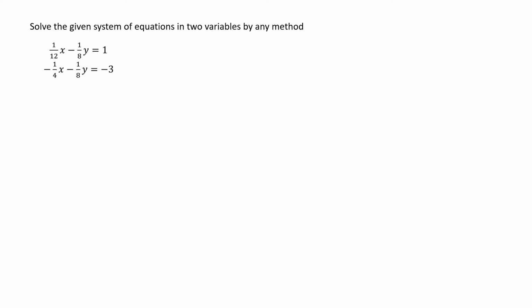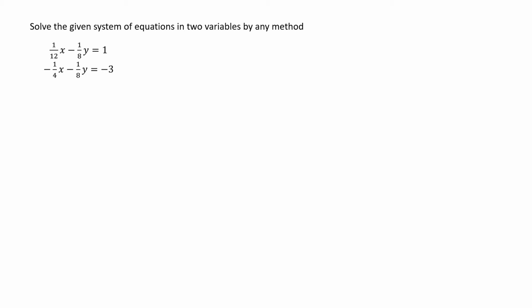Okay, so solve the given system of equations in two variables by any method. First things first, I notice that all of them have fractions. What I want to do is cancel those fractions out. The way to do that is to find a number that every single denominator goes into and multiply that whole equation by that number.